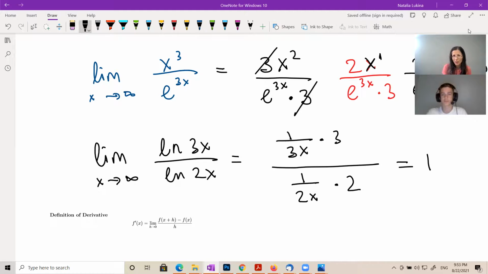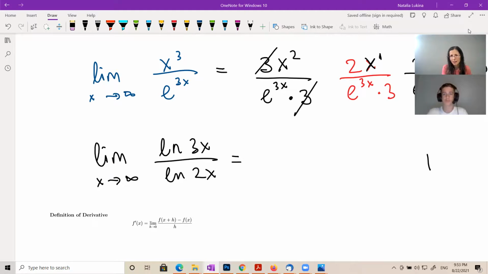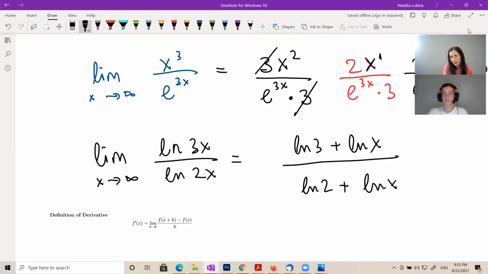Here we use the L'Hopital rule. We could have also used the fact that ln of 3x can be written as ln of 3 plus ln of x, and ln of 2x is written ln of 2 plus ln of x, and then we can cross off ln 3 and ln 2 because we're adding them to infinity, and so they don't matter. They're too small compared to the infinity. They cancel to get 1, and we'll still get the answer of 1.